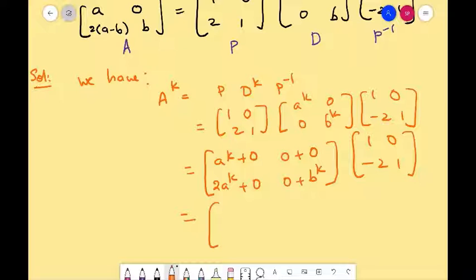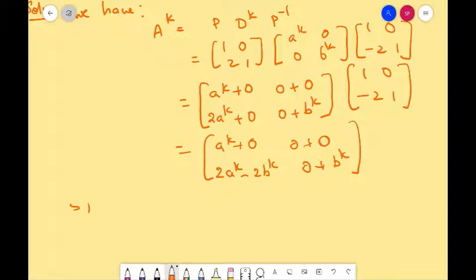Then again you multiply a power k and then plus 0 and then 0 plus 0 and then this is 2 into a power k minus 2 into b power k and then 0 and then plus b power k. So this is equal to, implies I have A power k is nothing but a power k, 0. I can take 2 common, 2 times a power k minus b power k, and then b power k.